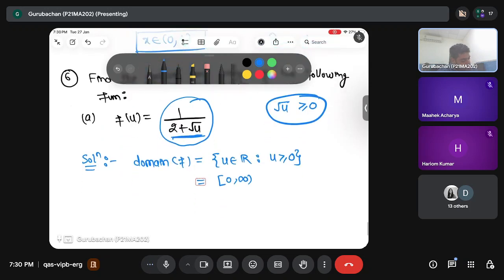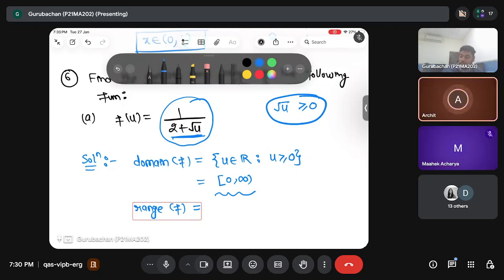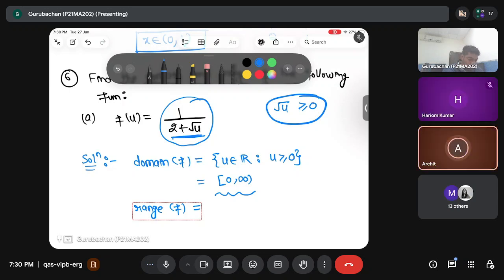Range. What will be the range of f? Whenever you have this kind of real number, how will you get the negative numbers? Tell me that. How will you get 0? Whole number. So no. 0 to 1 by 2. 0 open, 1 by 2 close. 0 to 1 by 2.